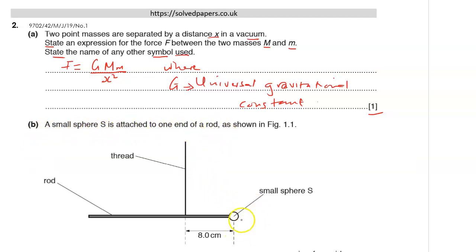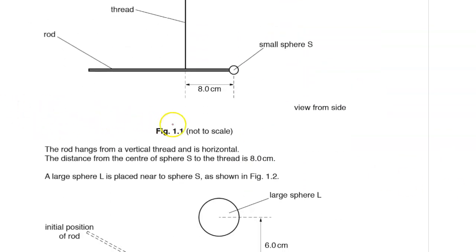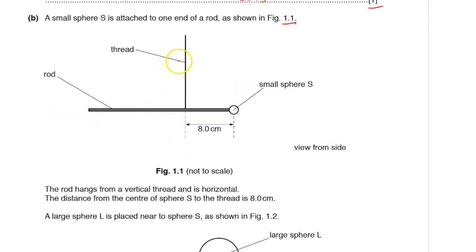Small sphere is this one here. It's attached to an end of a rod as shown in Fig 1.1. This figure here is not drawn to scale. So it is attached right there, and the rod is suspended on a thread. The small mass is 8 centimeters from where the thread is. Of course, since this rod seems to be balanced, then at the COG is where the weight of the rod is balancing, and therefore the COG should be some distance x.